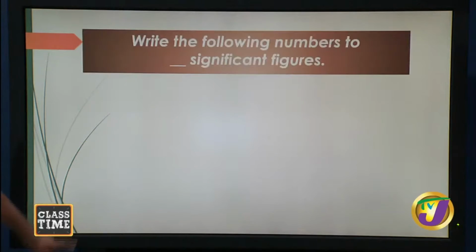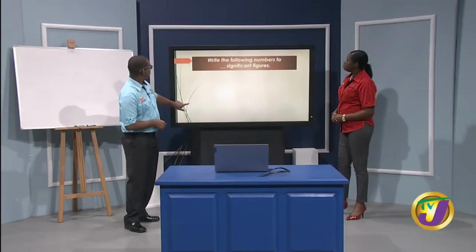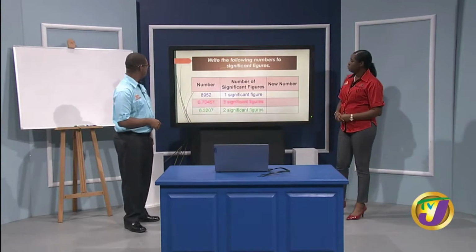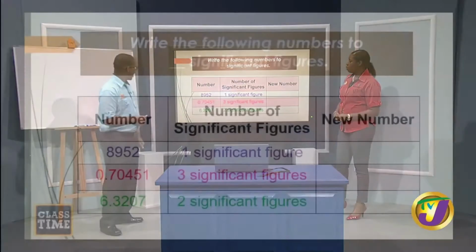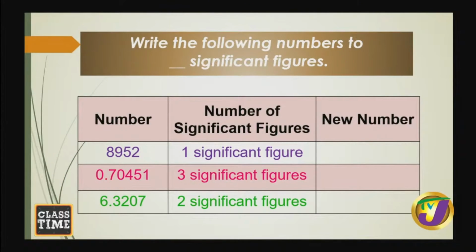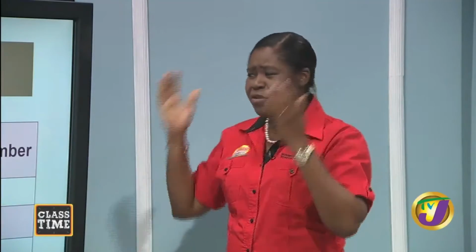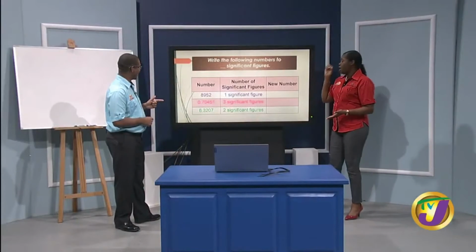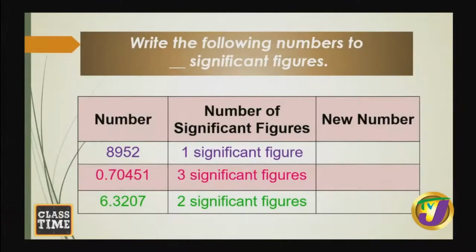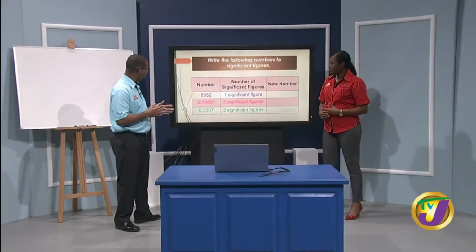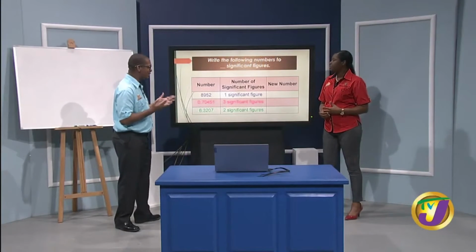3.605. Good. Okay. Let's write a few of these numbers to a given number of significant figures. Let's see if we can get 8,952 to one significant figure. Right. What are you thinking, Nikisha? It can't be just 8, because I'm coming from 8,000. So I need to have a number in the thousands. Yes. And we know, based on working with numbers, that this is very close to 9,000.